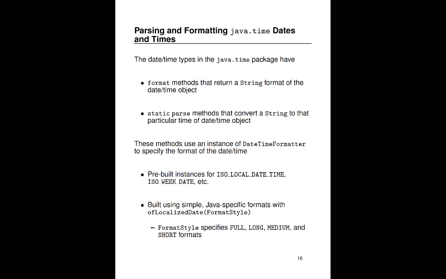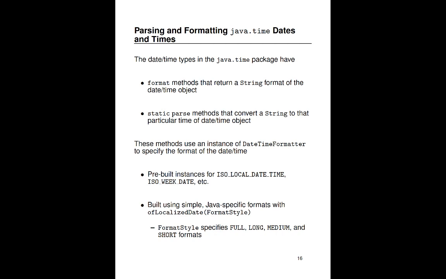In the java.time API, each of the date time types has methods for formatting itself to a string and a parse method, which will take a string and return an instance of the appropriate datetime object. The format that's used to parse or format the string is specified by an instance of DateTimeFormatter. So once again, all of the logic and configuration for formatting a date or time is kept separate from the object that represents the date and time itself.